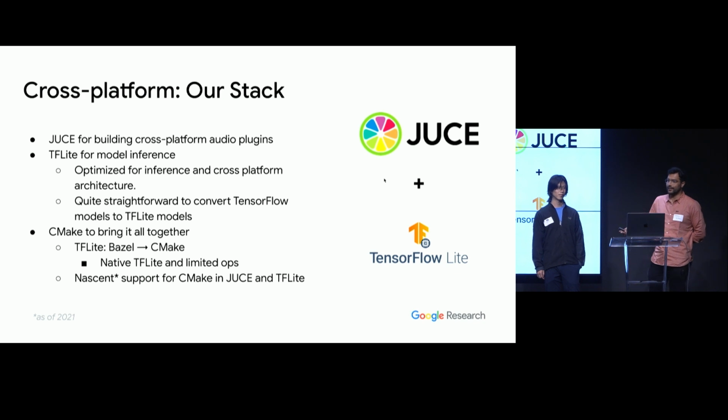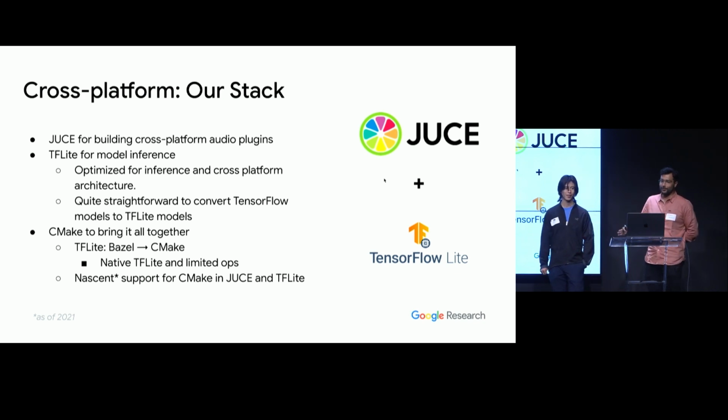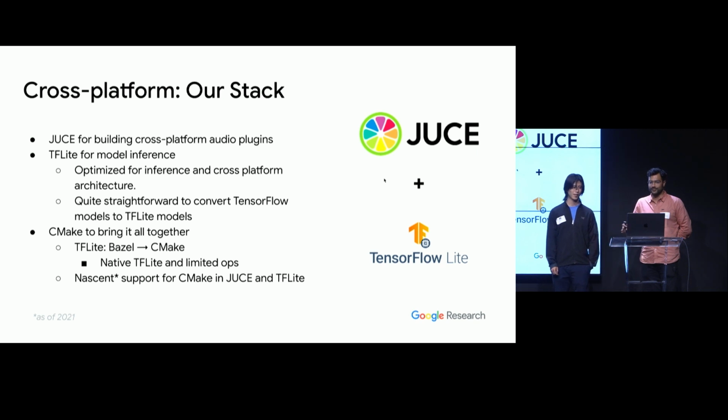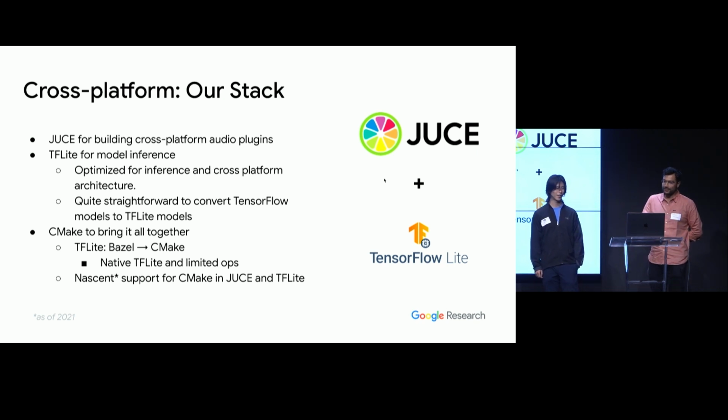And lastly, it was complicated to integrate TF Lite with JUCE initially. This was because TF Lite was built using Bazel, and this caused a lot of hair pulling, especially on Windows. So we were quite excited when both JUCE and TF Lite added support for CMake. It made the build process seamless and led to a significant boost in productivity.